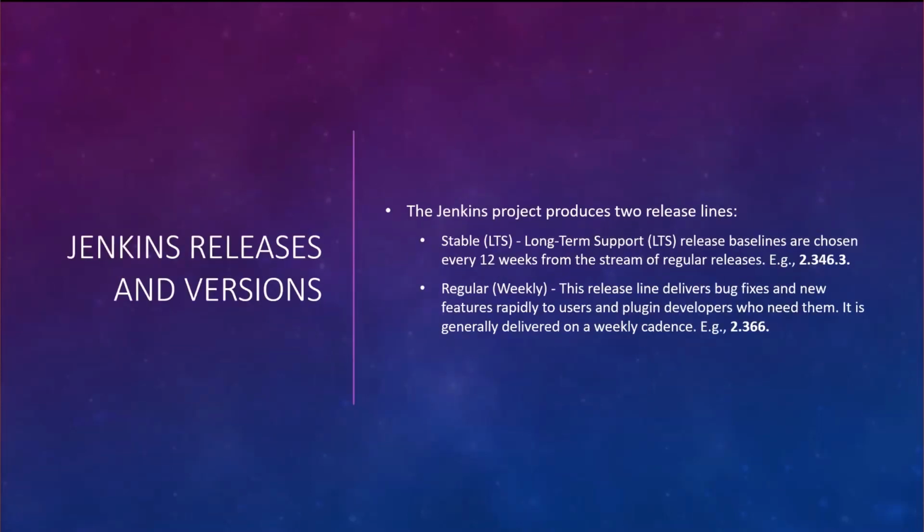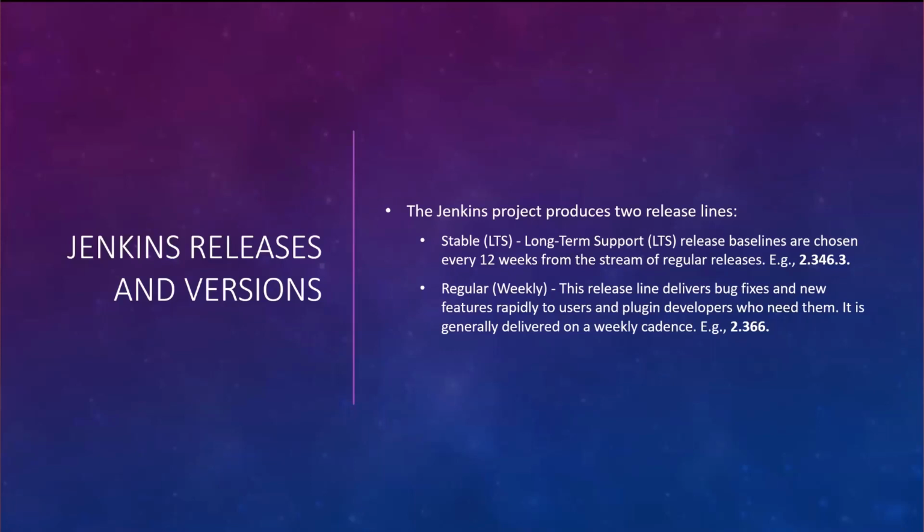Jenkins release and versions. Jenkins has two release lines. One is a stable release line, called the long-term support release, and one is a regular weekly release. The regular weekly release delivers bug fixes and new features rapidly to users, and even to plugin developers who need them immediately. It is generally delivered on a weekly cadence, and it has a numbering format like 2.366.